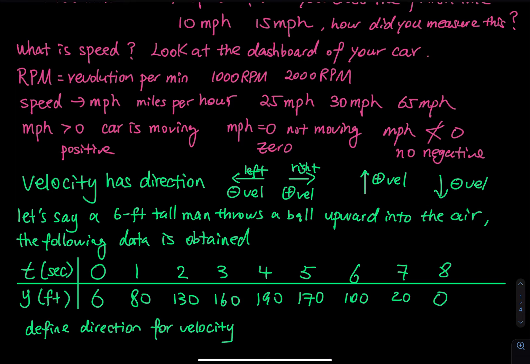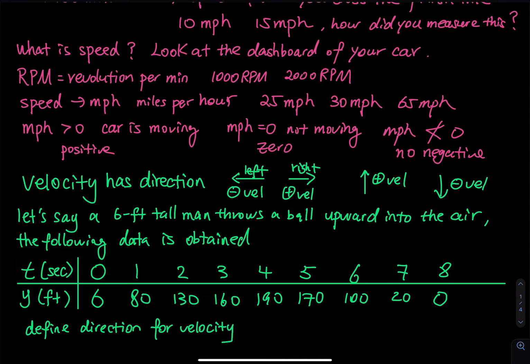The time is measured in seconds. So at 0 seconds initially, the ball is 6 feet off the ground, right? And then 1 second later, it is 60 feet off the ground. 2 seconds later, 132 feet. 3 seconds later, 160. 4 seconds later, 190 feet, and then 5 seconds later, 170. So it looks like after the 4th second, the ball stopped going up and started falling down to the ground, right?